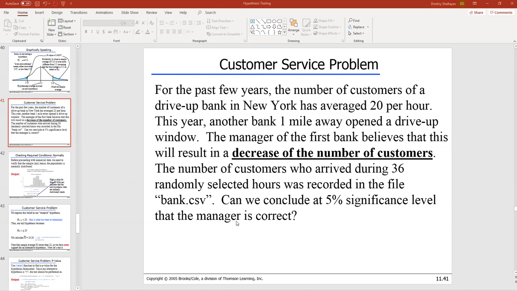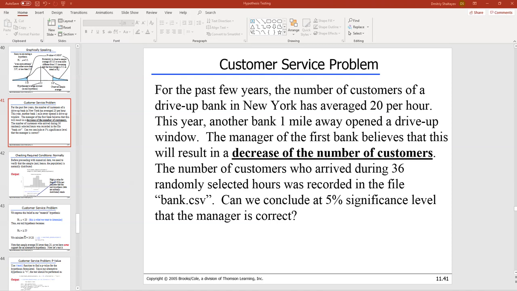What does that mean? Well, he is afraid that the average number of customers that are coming every hour to the drive-up window will reduce, right? Here I have underlined the statement: decrease in the number of customers. So it was 20 historically, and now he's thinking that it dropped from that number lower, so it's something less than 20 per hour right now.